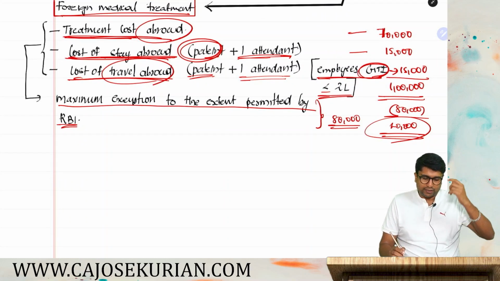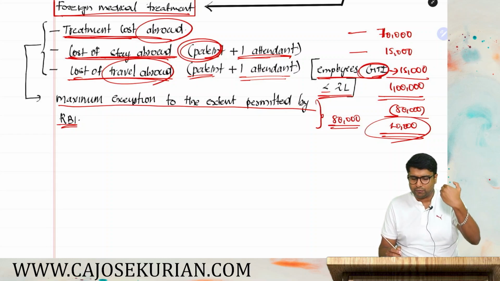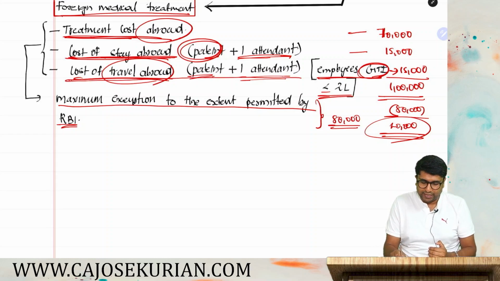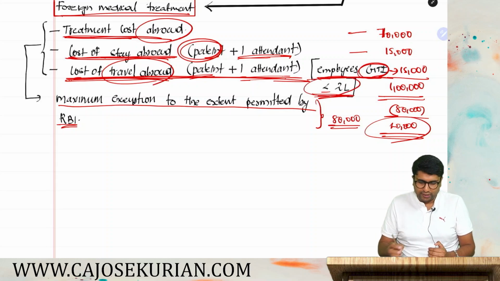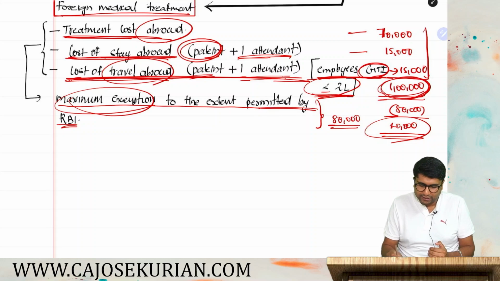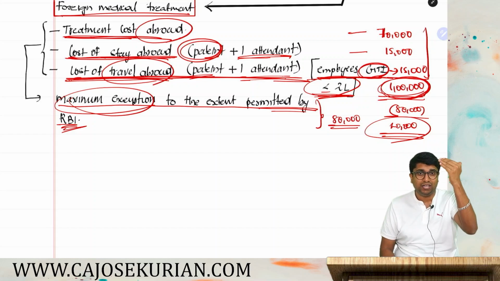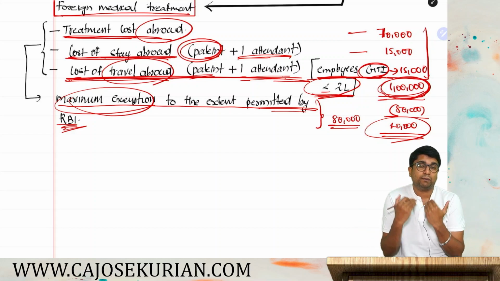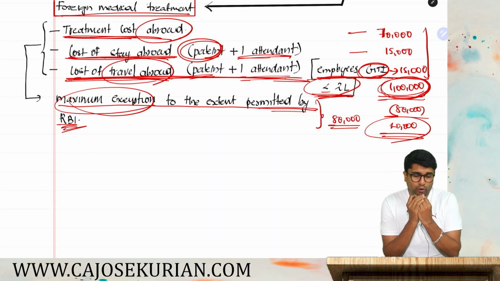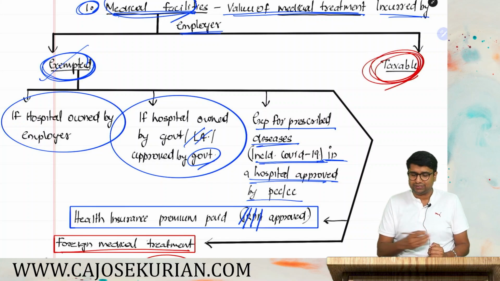Okay. So the treatment cost abroad, cost of stay abroad of the patient plus one attendant, plus cost of travel abroad of patient plus one attendant. And then for claiming the exemption for this travel abroad, the employee's gross total income should be less than or equal to 2 lakh. If you take the total of all these three, then the entire amount is not always fully exempted. It is exempted provided that the entire amount is permitted by Reserve Bank of India. So maximum exemption to the extent permitted by RBI. If the RBI is permitting only a lower amount, only that lower amount is exempted. The remaining shall be taxable as well. So I hope you got my point. Now, in any other case, if the employer is reimbursing or incurring any cost, then it shall be fully taxable.